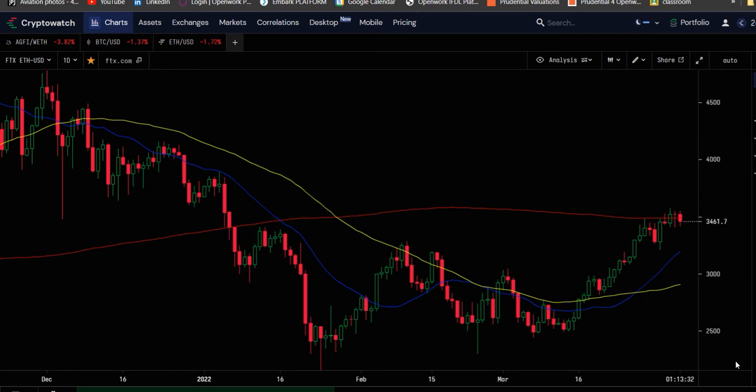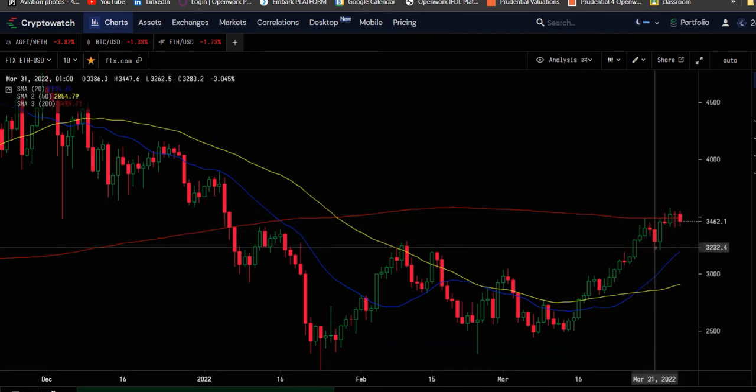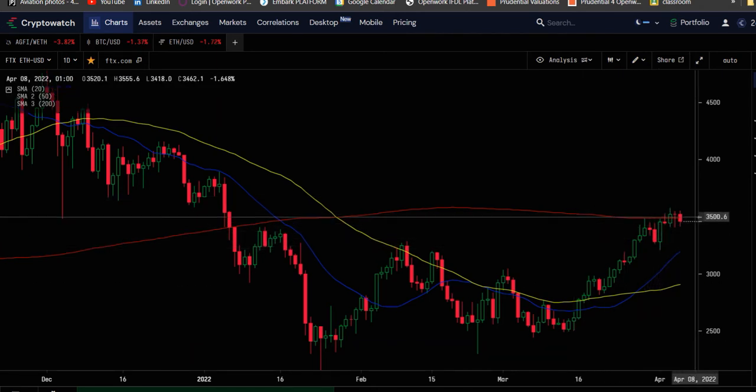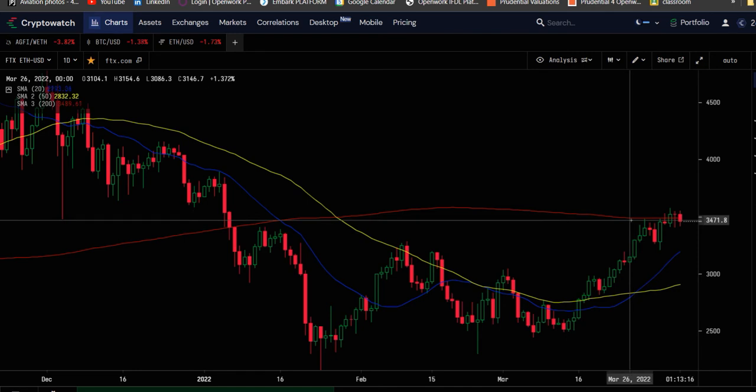We are looking at the daily spot chart of Ethereum and the US dollar. Look at this beautiful consolidation. We've hit the 200 moving average, the red line. We've pulled back a very small amount and we've come back up and we are going sideways. This is known as bullish consolidation.